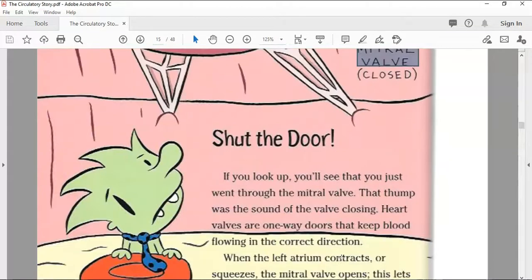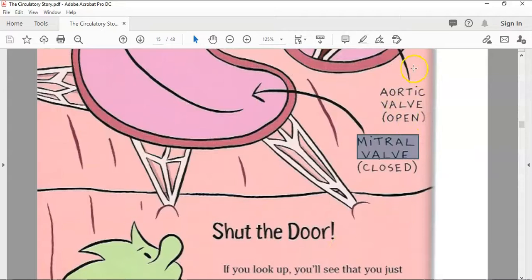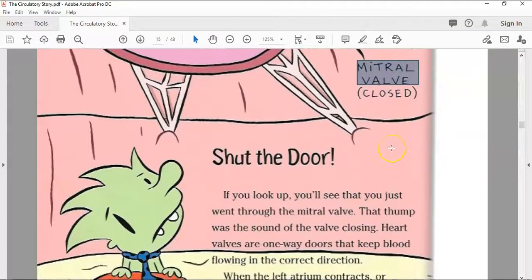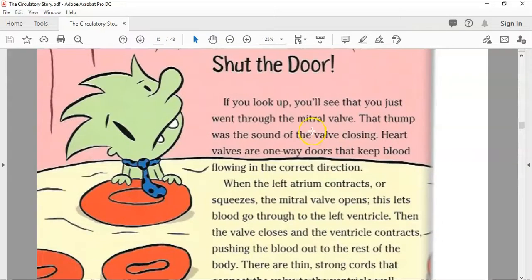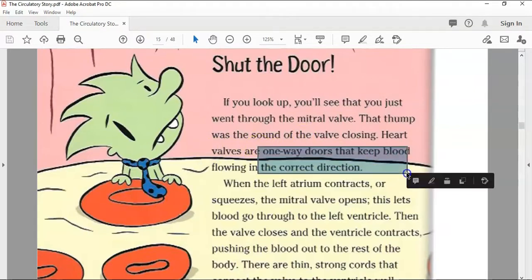So boys and girls, why is it so important for the aortic valve to open and the mitral valve to close? What does it do? Remember the who or what. What about them? What about the valves? So they're one-way doors that keep the blood flowing in the correct direction.